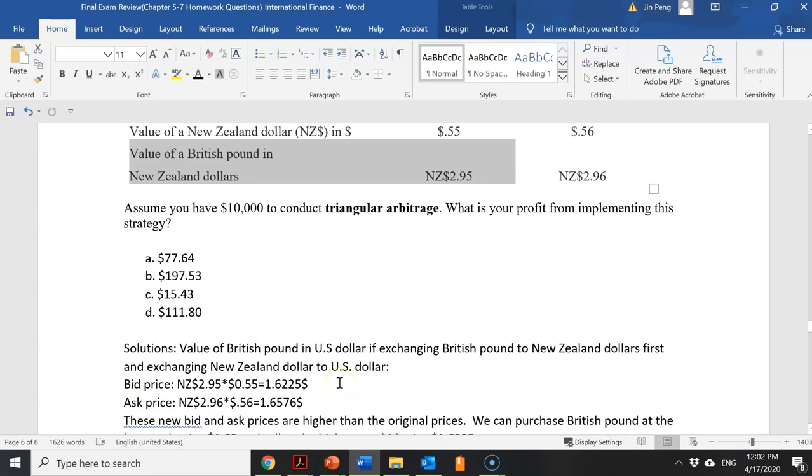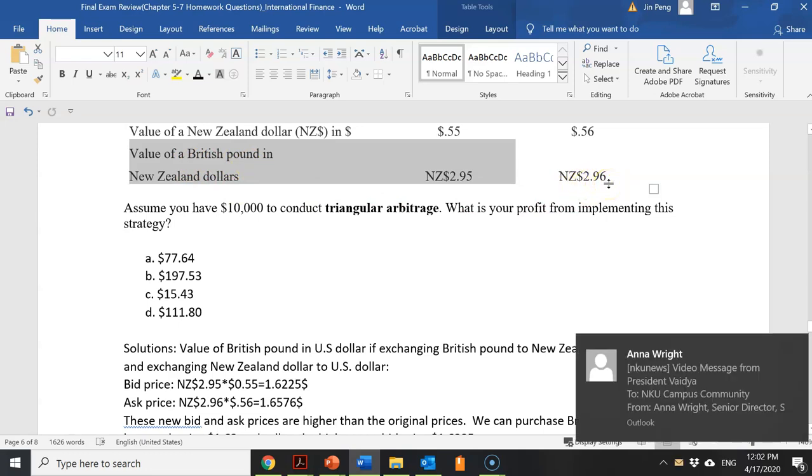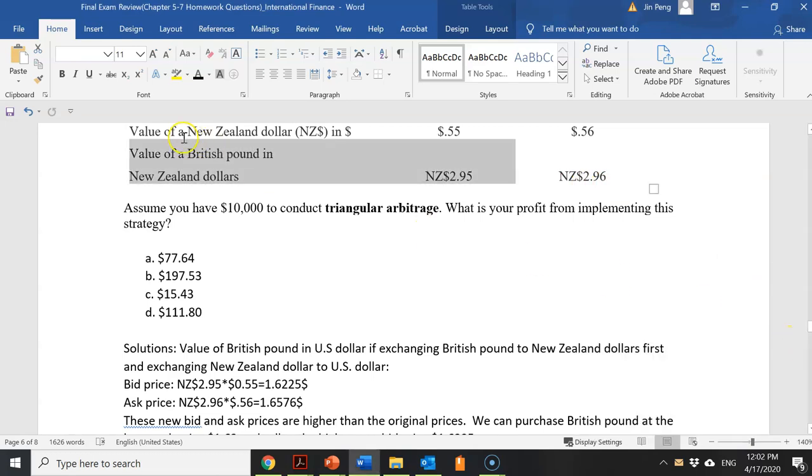Same thing, same way, at ask, we can exchange our 1 British pound to 2.96 New Zealand dollars first, and then because each unit of New Zealand dollar is worth 0.56 US dollar, we can multiply these two numbers, 2.96 multiplied by 0.56, so we know each 1 British pound is worth $1.6576 at ask.